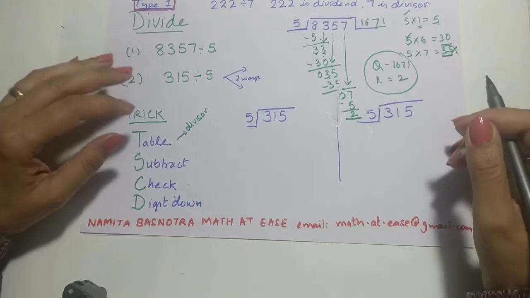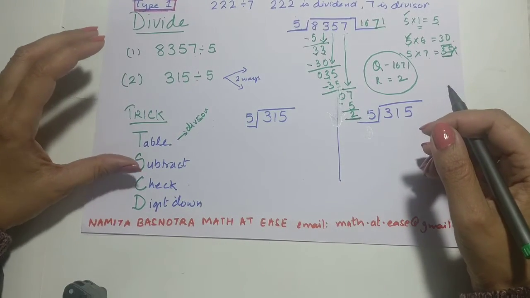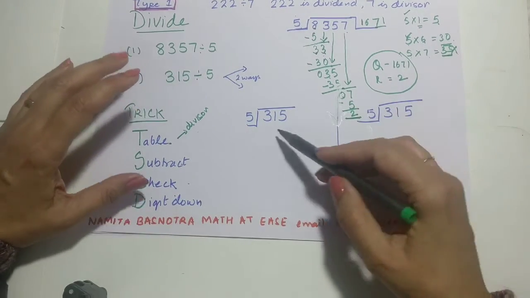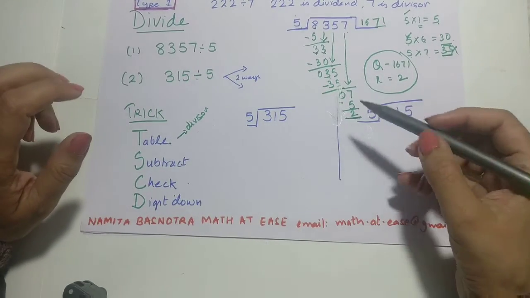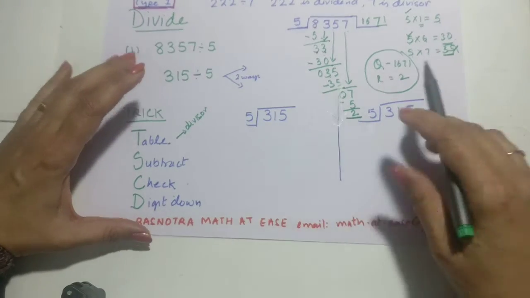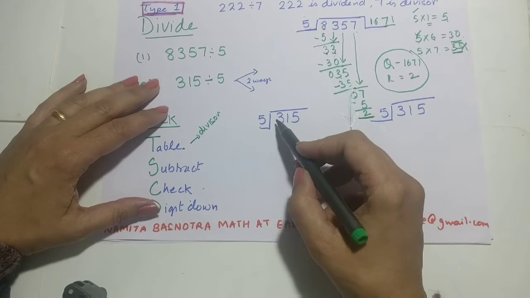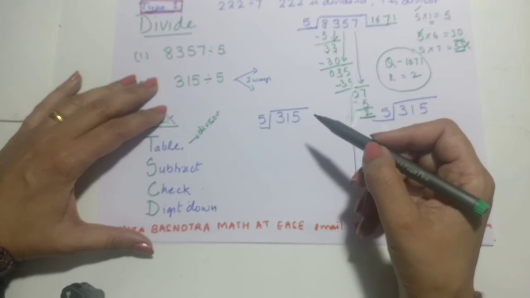Easy. So let's quickly repeat the trick. See the table, subtract, check, and bring the digit down, right? So I'll take the second question here. The second question can be done in 2 ways. One way is when you look at the digit, like using the trick where I said you start the table using a 0, and then you see how it is different.